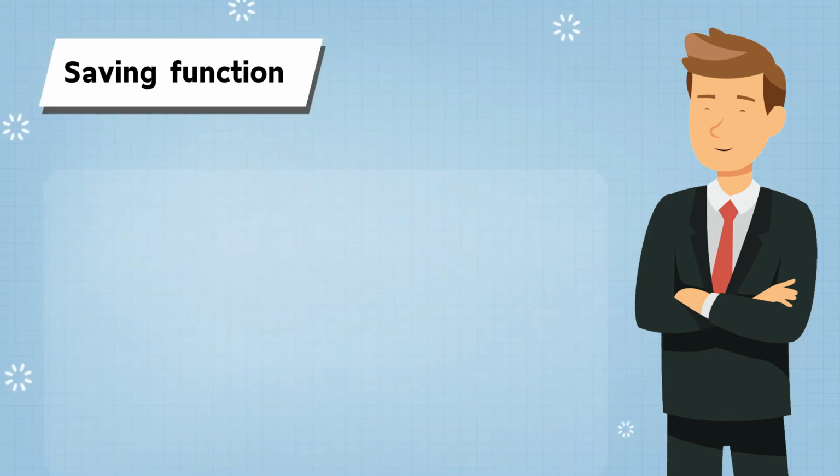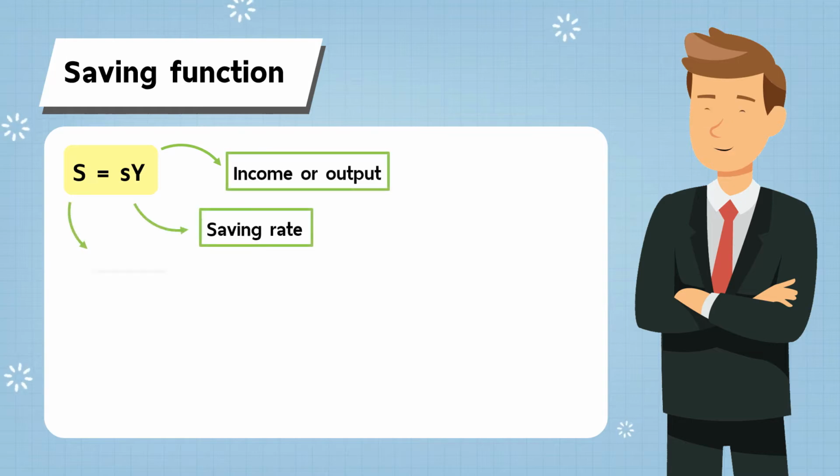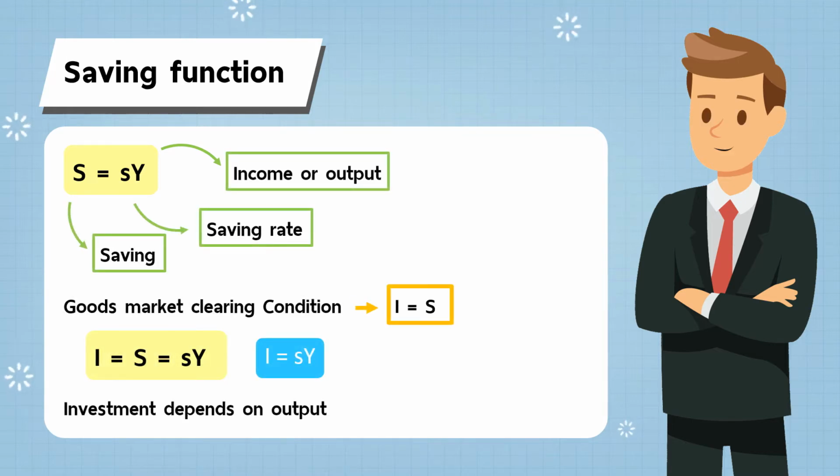The saving function is S equal to small s multiplied by Y, where S is saving, small s is the saving rate, which is the proportion of saving from income, and Y is income or output. Because the saving function includes output, when output Y increases, it makes investment increase. Therefore, investment depends on output.